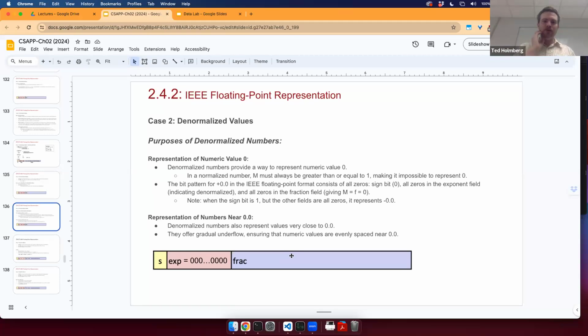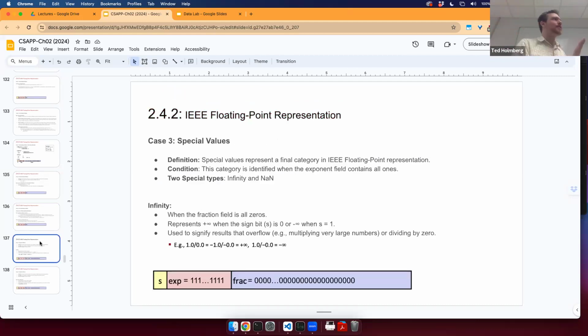Okay, so denormalized values also represent values that are very close to 0, right? These are approximations. They offer gradual underflow, ensuring that the numeric values are evenly spaced near 0. What does that mean? Remember, the real important thing about floating point numbers is creating definitions for very small units of space between elements. That means we want to be able to represent a number that gets very close to approaching 0, but isn't quite 0.